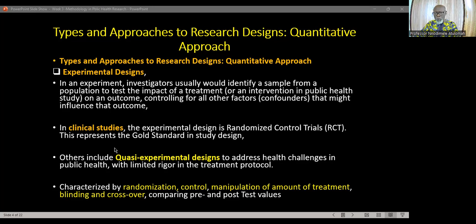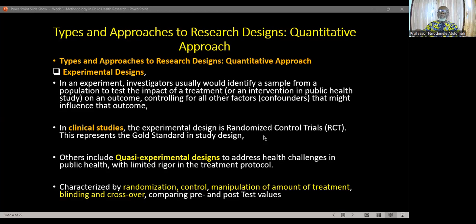Now, this represents the gold standard in study design for us in the health system, whether public health or clinical health. It beats everything. All right, so I want you to take that in mind and go and look it up. Then the next one that follows, this is the one that public health research follows. The public health research follows the quasi-experimental design. And the reason is that the rigor involved in developing quasi-experimental is not as deep and extensive as the randomized controlled trial.